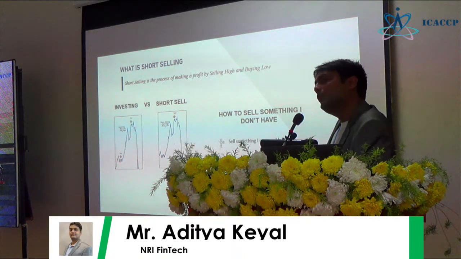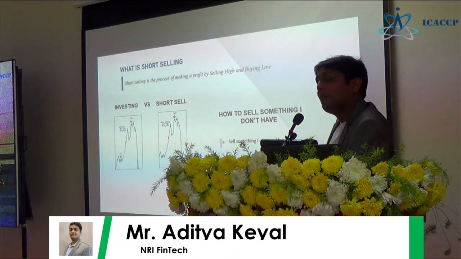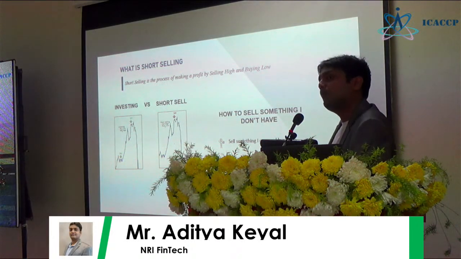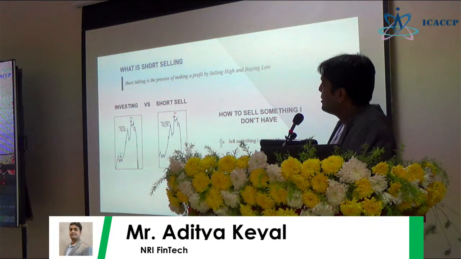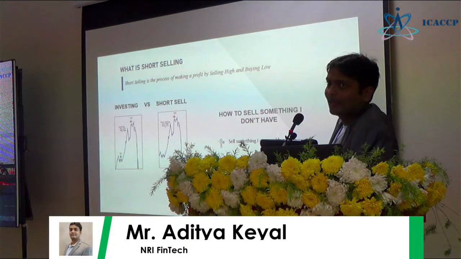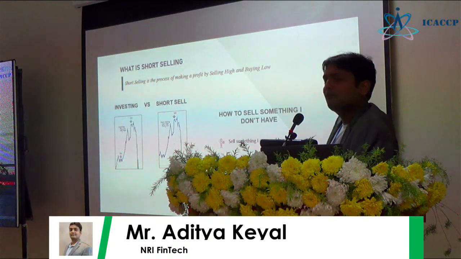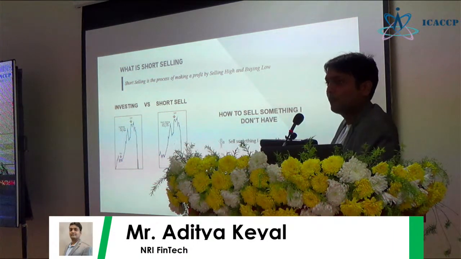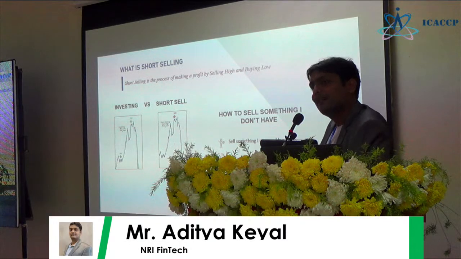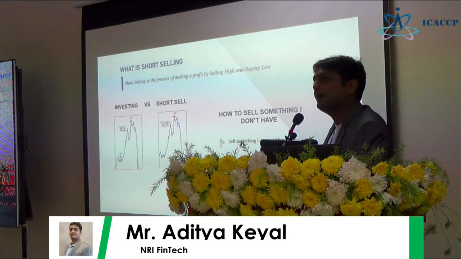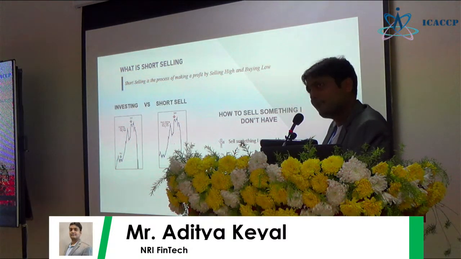But the beauty of the stock market is that is not the only way the markets work. The markets also have a wonderful way of making money when you're going on the way down. And that is what is called short sell. In short sell, what you do is you first sell your product when the price is high and then you buy it when the price is low. So I sold the product at 200 bucks and when the price fell, I bought it back at 100. And I made a profit of 100.